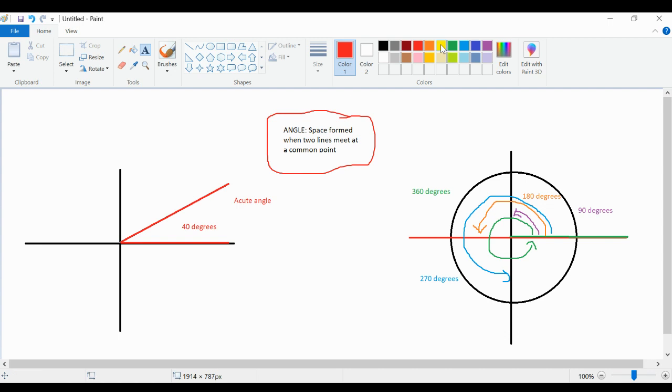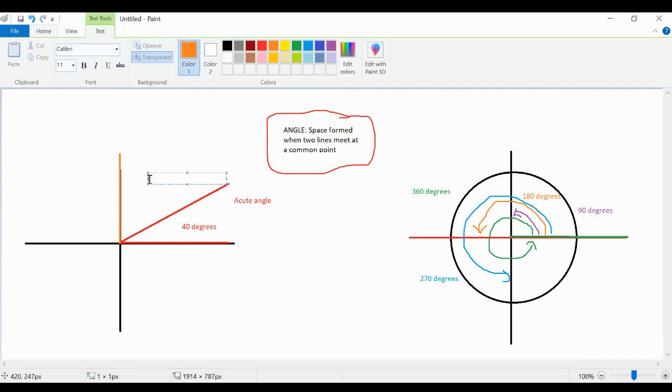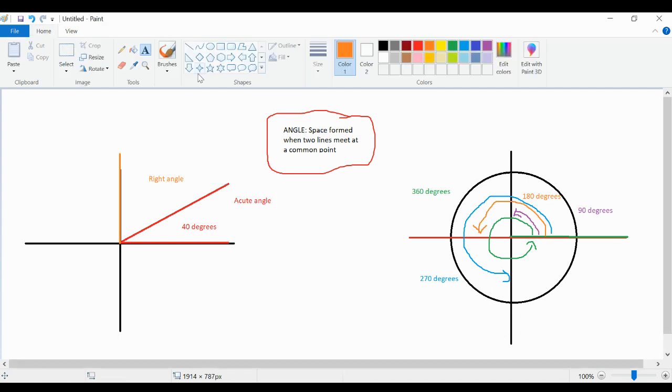Now, if we have an angle, we'll do this one in orange. If we have an angle that is exactly 90 degrees, right here, so there's our orange. And again, from our starting point, we're going exactly 90 degrees, then that's called a right angle. Usually with an angle, we sort of do that half curve. But with a right angle, to tell everybody that it's exactly 90 degrees, we do a square like that to represent that it's a right angle.